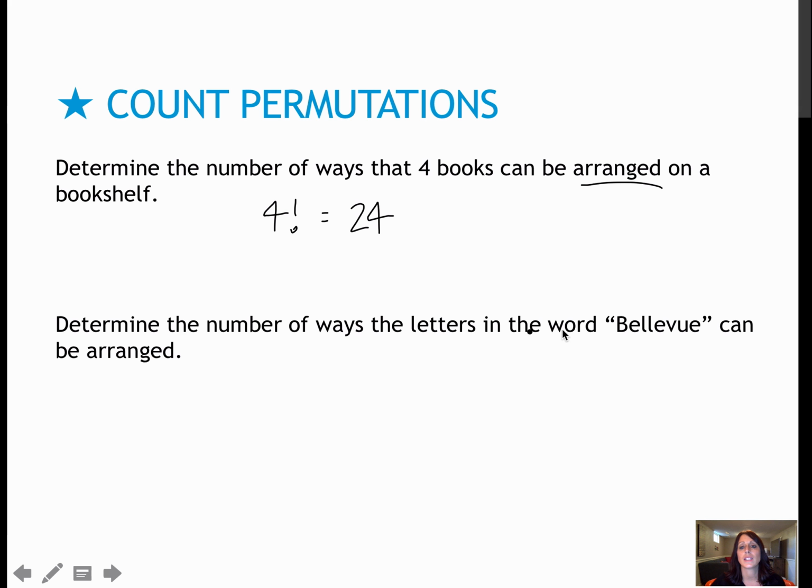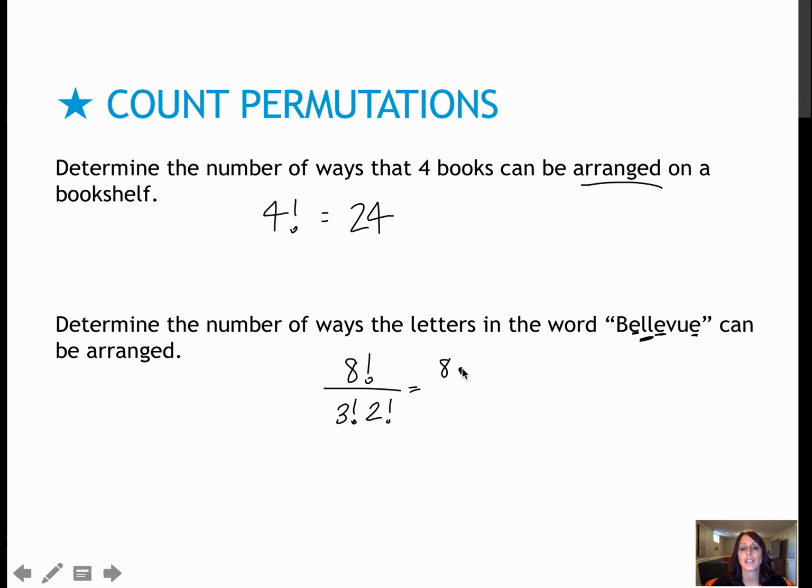The number of ways the letters in Bellevue can be rearranged. So 1, 2, 3, 4, 5, 6, 7, 8. That's 8 factorial. And then we look at duplicates. So I have just one B. I have 1, 2, 3 E's, so that's 3 factorial. And I've got 2 L's, so that's 2 factorial. And the rest of them are all separate letters.